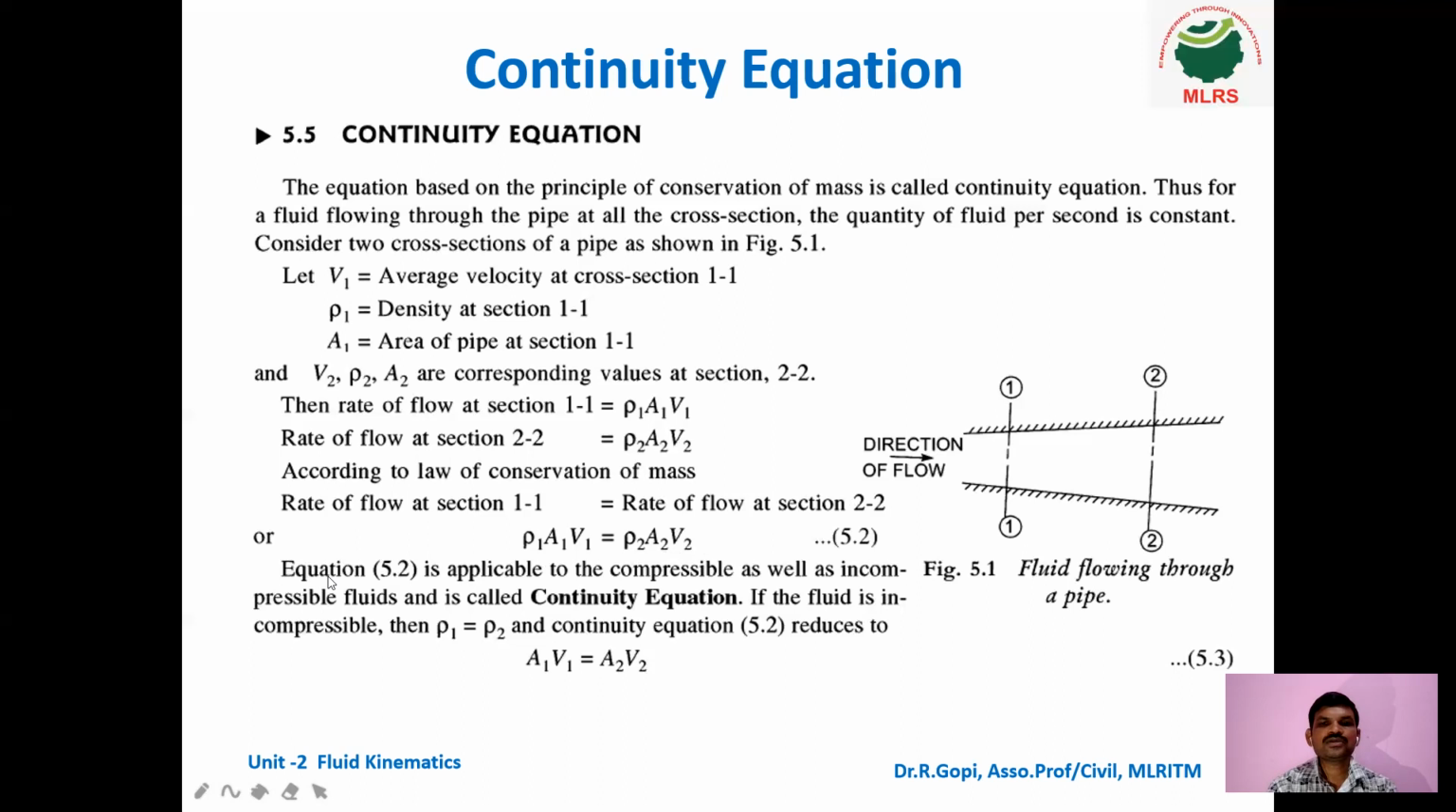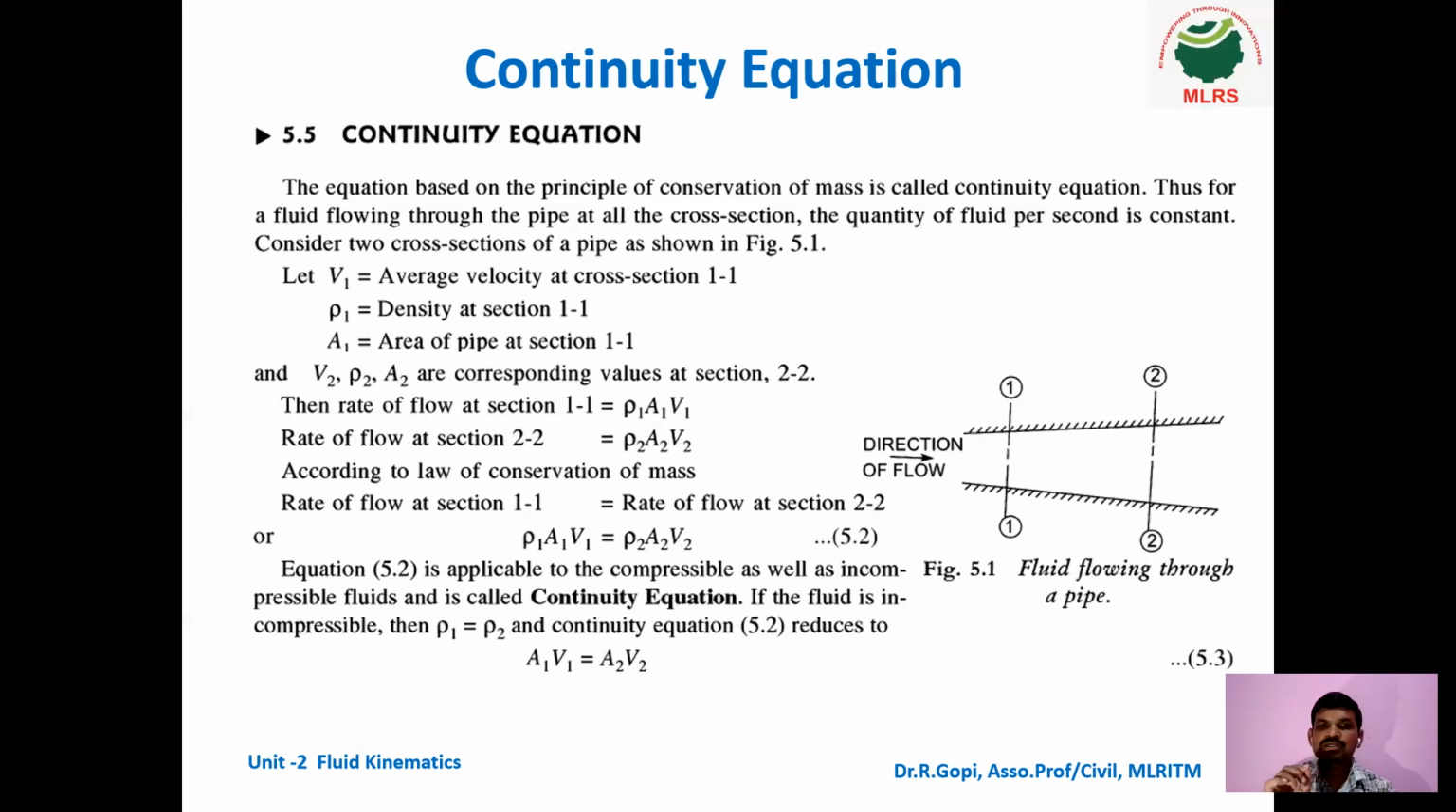This equation is applicable to compressible as well as incompressible fluids and is called the continuity equation. So rho 1 A1 V1 equals rho 2 A2 V2. This equation is called the continuity equation, and it is applicable to both compressible as well as incompressible fluids.